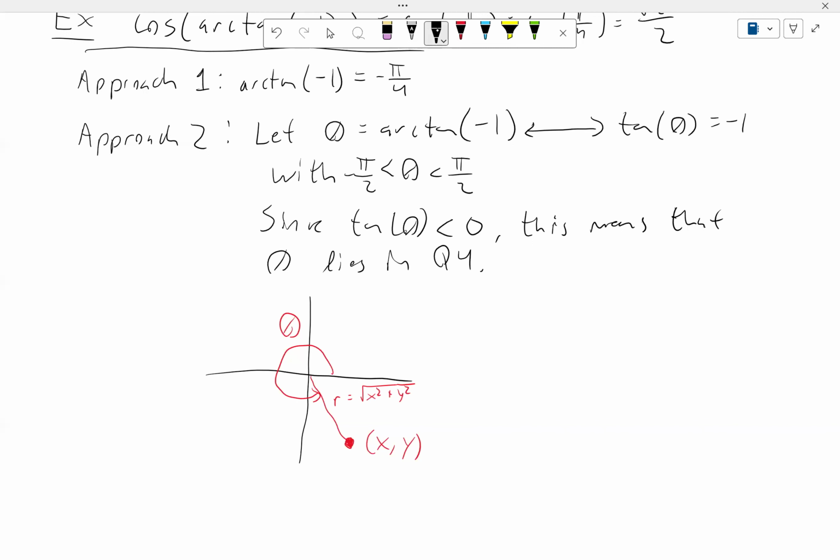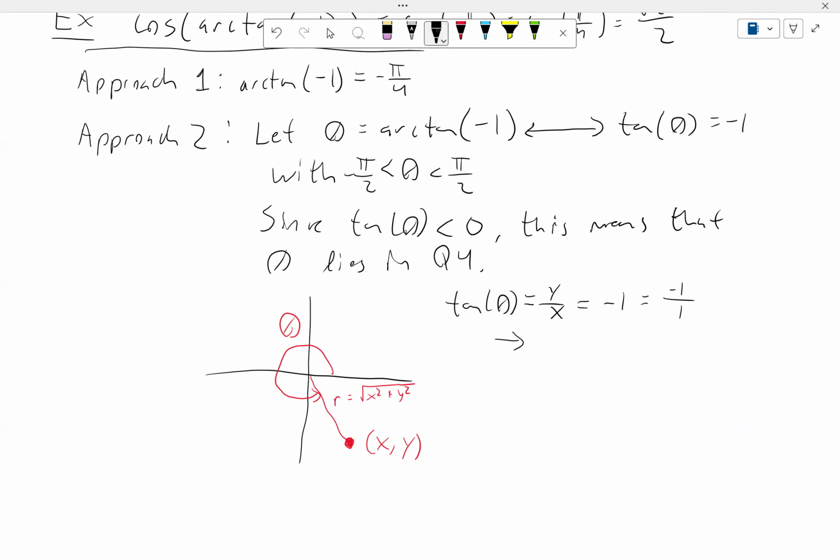Okay. We have tangent of theta is equal to -1, but tangent of theta is equal to y divided by x. So y divided by x has to be equal to -1, right? Because tangent of theta is -1. But we need to express this as a fraction. Okay, so I'm going to write this as -1 divided by 1, where I'm putting the negative sign in the numerator, because if we're in quadrant 4, our y value should be negative.